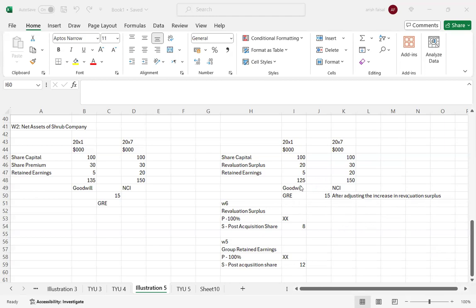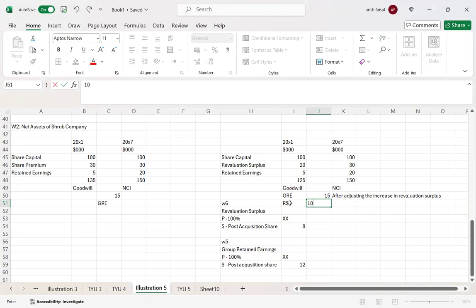Okay, so you can see over here that the difference between the net asset at the acquisition date and the net asset at the reporting date was 150, right? So there's a total difference of 25. Normally, we were taking 25 and putting it into the group retained earnings. But in this specific scenario, you can see the revaluation surplus has also increased from 20 to 30. So I cannot say that the entire difference of 25 is all because of the retained earnings. From that 25, 15 belongs to the group retained earnings, and the rest, 10, belongs to the revaluation surplus.